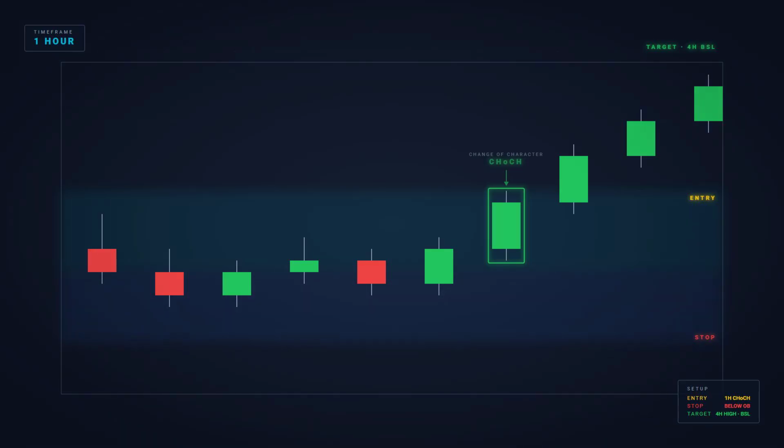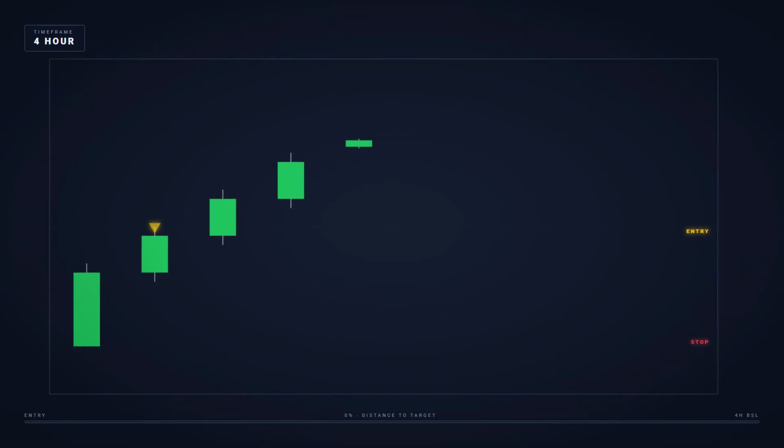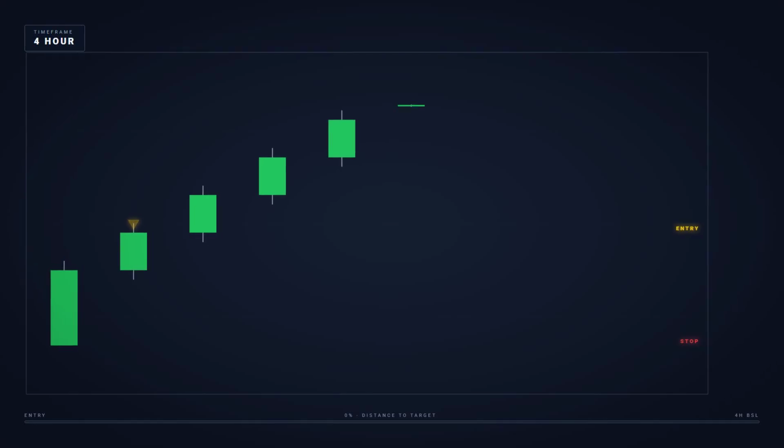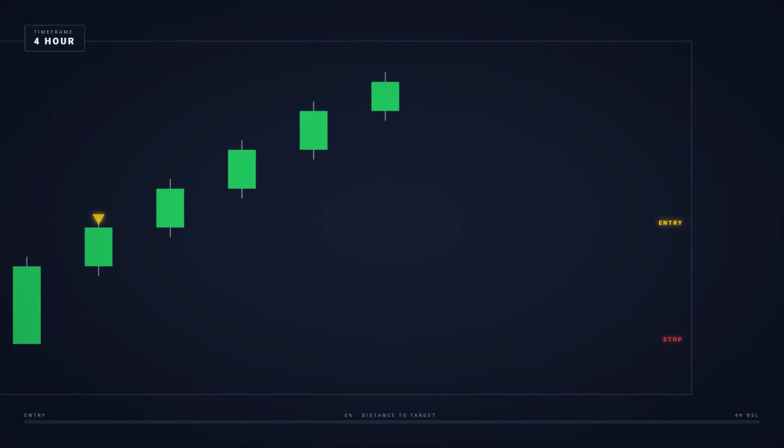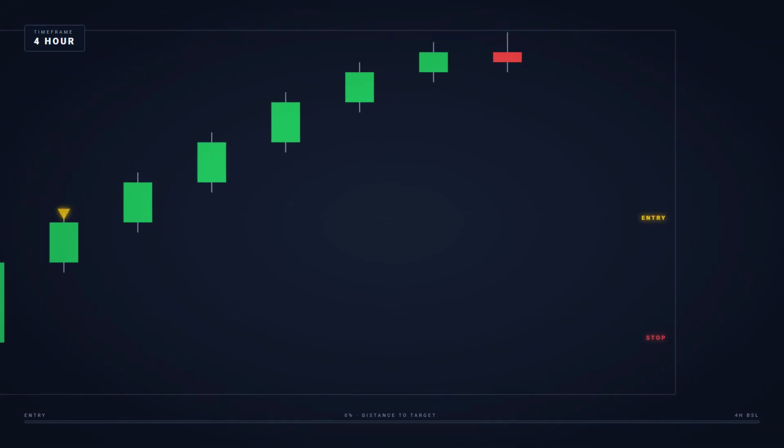That's where the buy-side liquidity is sitting. That's where the stop losses of short traders who entered during the correction are clustered. That's the next logical destination for price. Let that trade develop. The 1-hour structure shifted inside the zone. The entry was clean. And now the 4-hour move has resumed. Watch what happens over the following sessions.